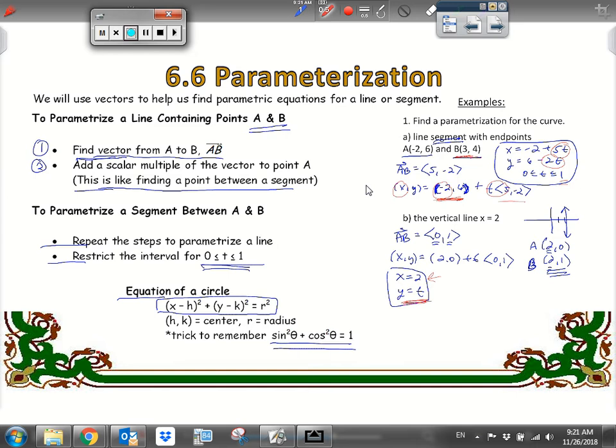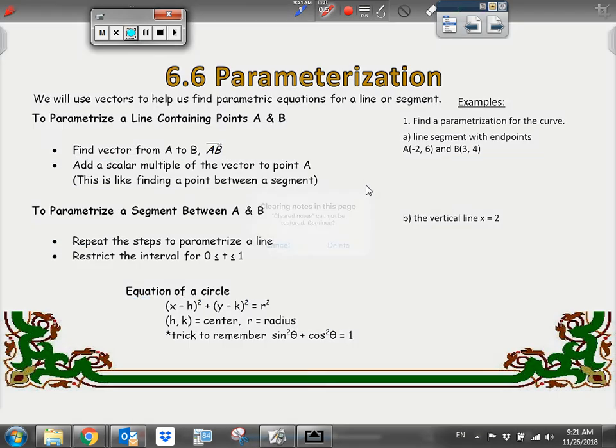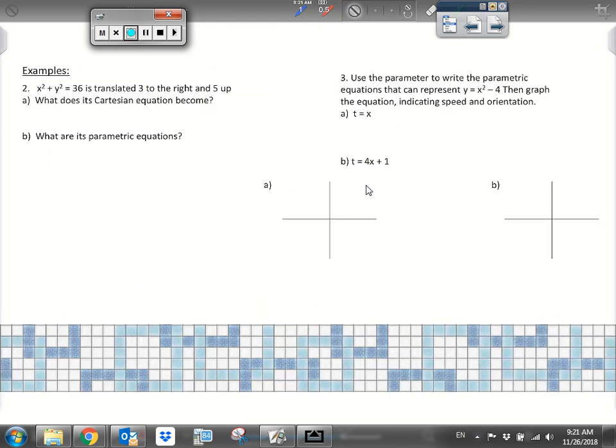So I don't have any restrictions, and I wrote it with those 2 points that are 1 unit apart. Okay, we okay with that? Okay, so that's how we parameterize lines. So let's go to the next page, and let's look at circles.